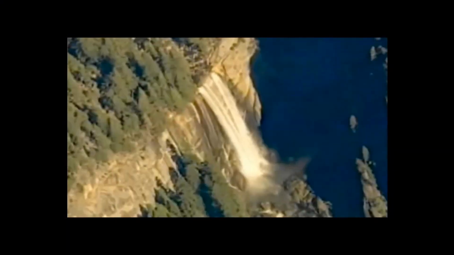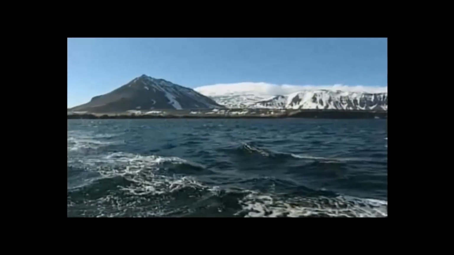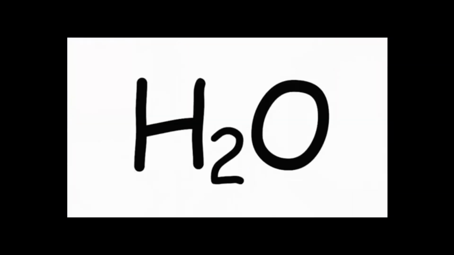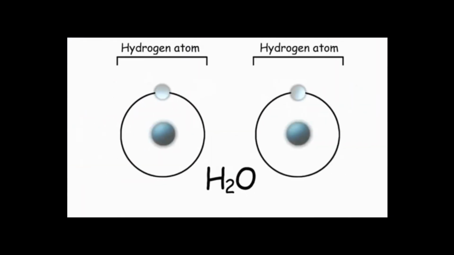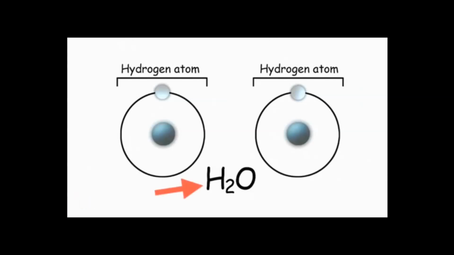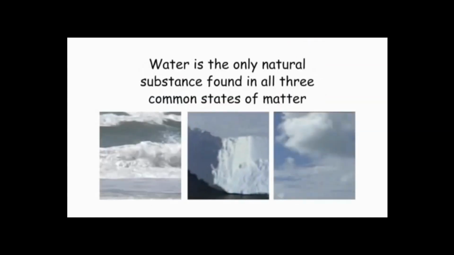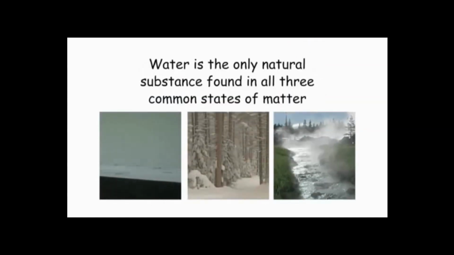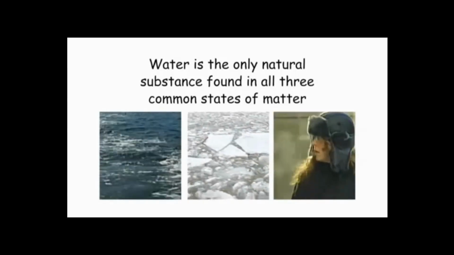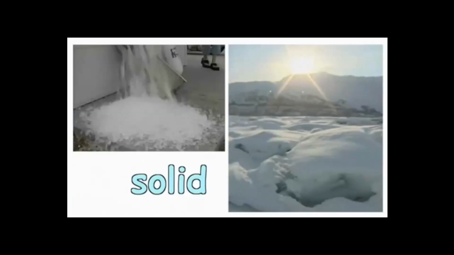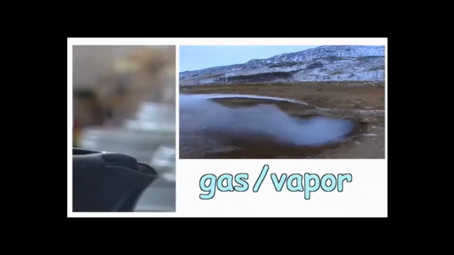It might just be the most universally known fact in chemistry, the chemical formula for water, H2O. A model of H2O doesn't look like much. Two small atoms of hydrogen, the H2 part of H2O, attached to one bigger atom of oxygen, the O part of H2O. Water, H2O, is the only natural substance on Earth found in all three common states of matter: liquid, solid, and gas or vapor.